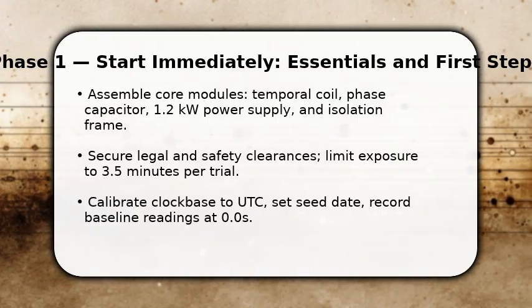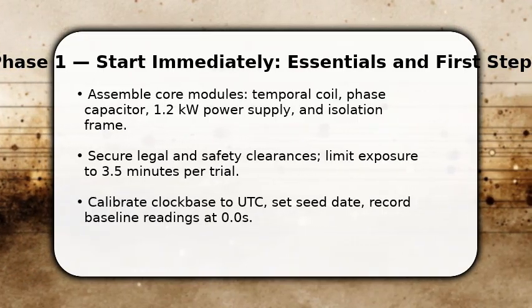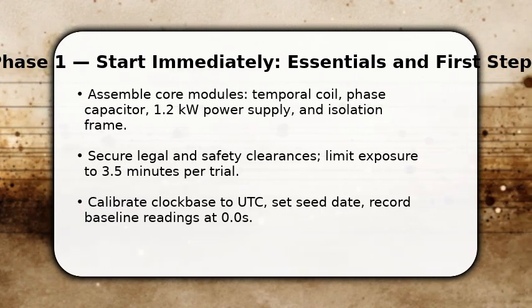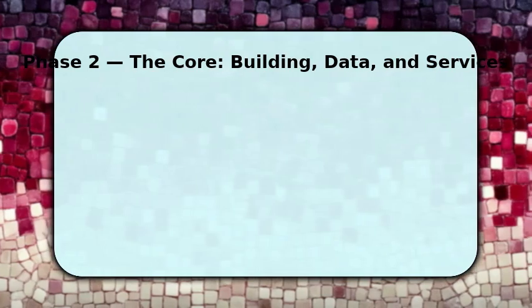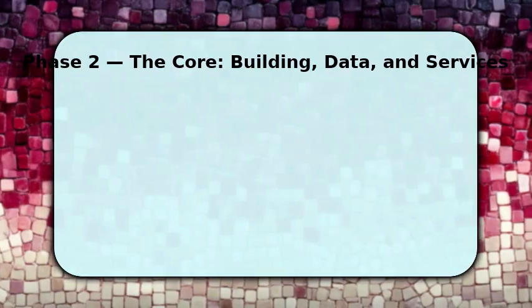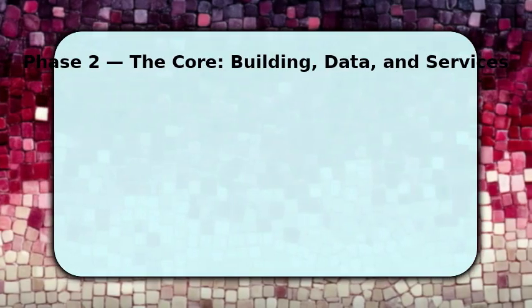You will record baseline sensor readings at 0 seconds because those numbers tell you whether the system is stable before you progress. Increase the field amplitude in controlled 0.1 increments while watching harmonic drift. Stop if resonance index spikes.